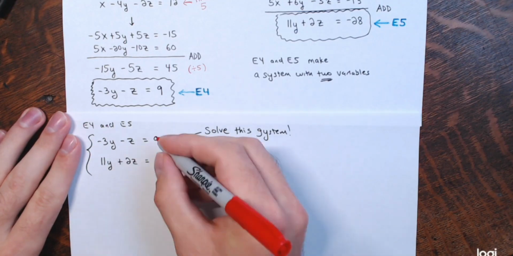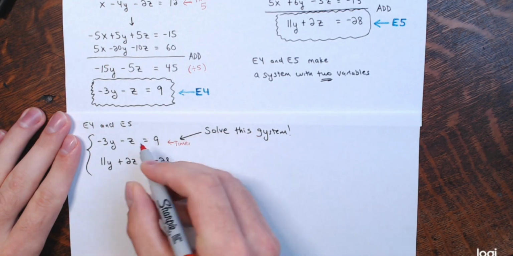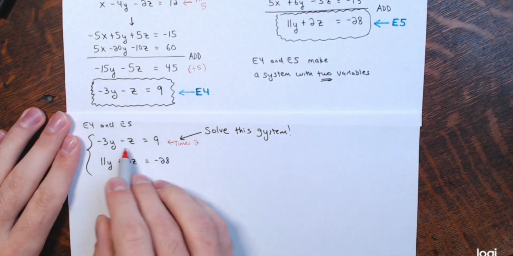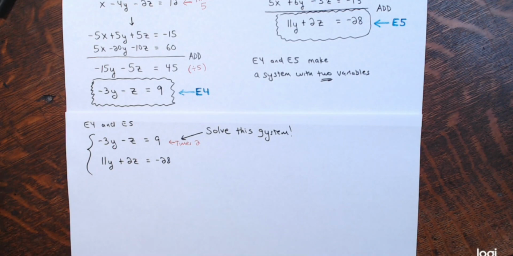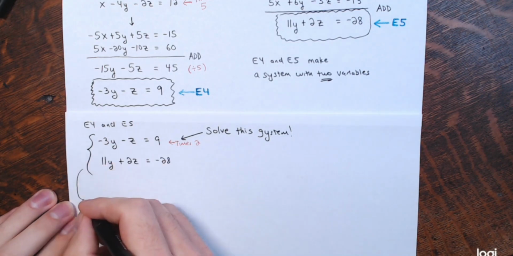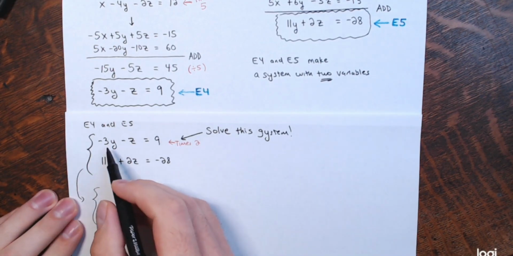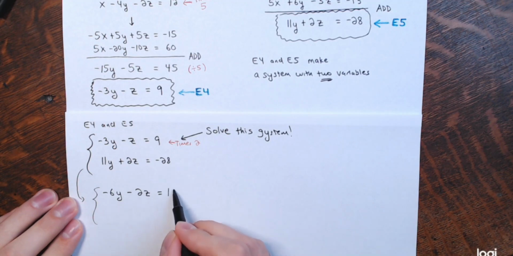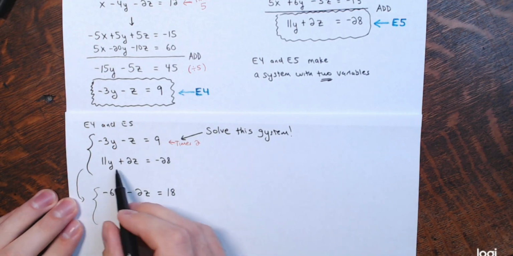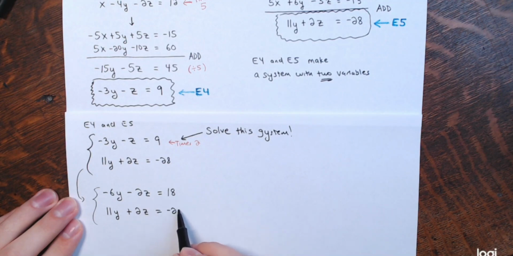I could multiply equation 4 by 2, and then we'll have negative 2z, right? So negative 2z and positive 2z will be opposites. So after multiplying equation 4 by 2, we'll have the following system. That would be negative 6y minus 2z equals 18. The second equation I'm not touching, we're not doing anything. You could say times 1. It's 11y plus 2z equals negative 28.